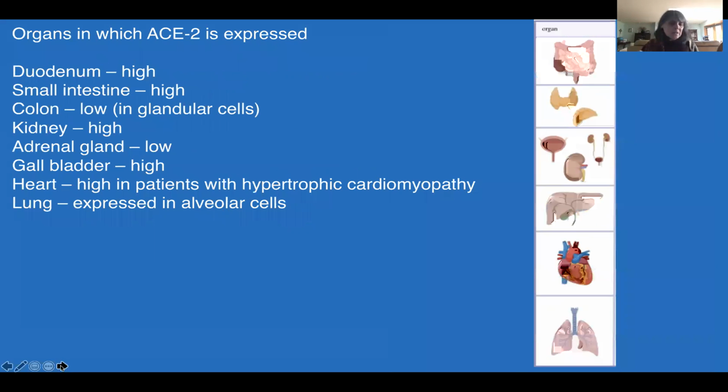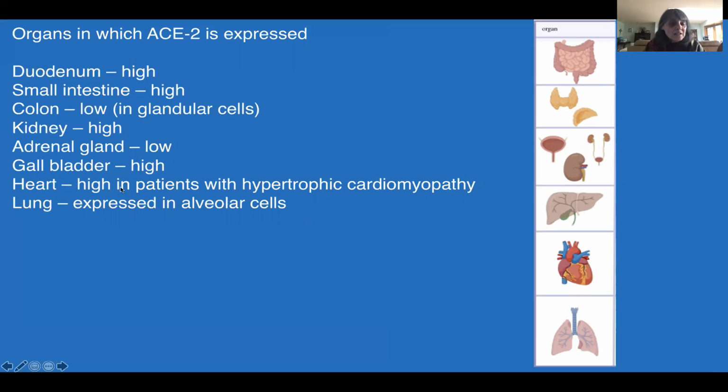Now, several slides ago, I told you that ACE2 is the receptor for SARS-CoV-2. And one thing that was puzzling initially after the first cases of COVID-19 developed was, it was surprising that so many people developed diarrhea and other gastrointestinal problems. And we now understand why, because ACE2 is expressed at high levels in the duodenum, in the small intestine, at low levels in the colon, but at high levels in the kidney, high in the gallbladder.